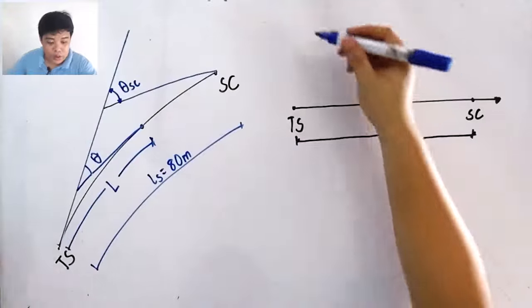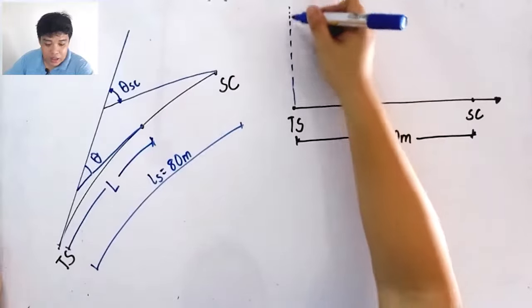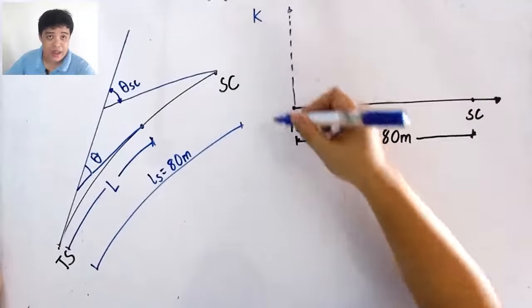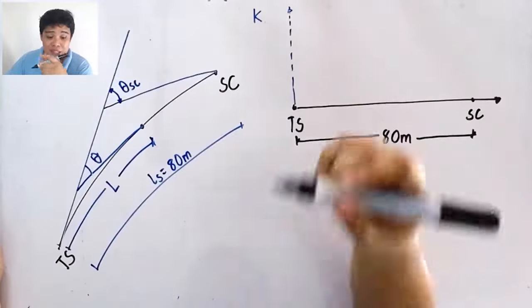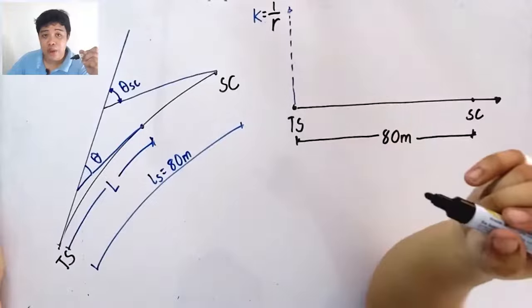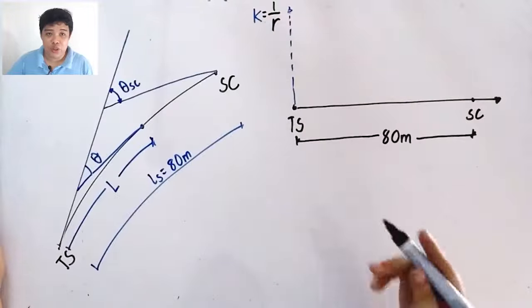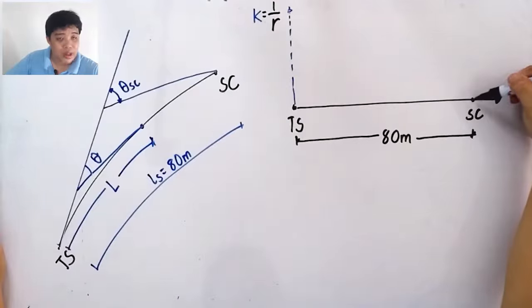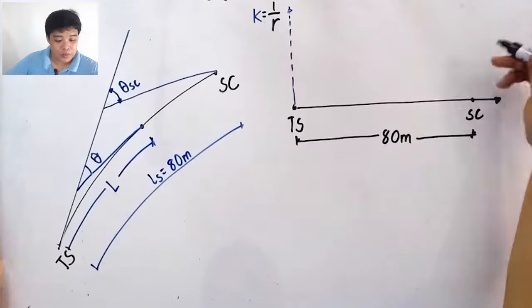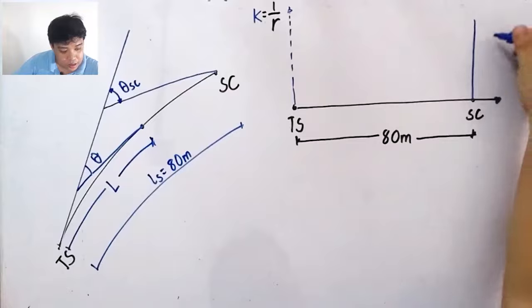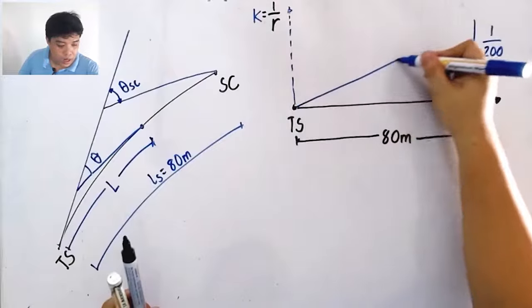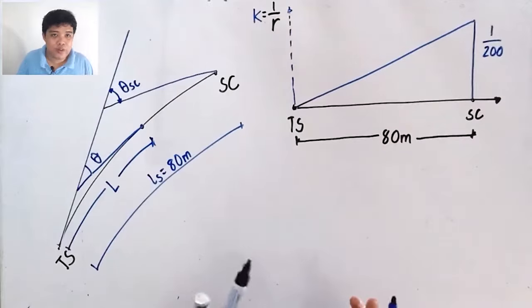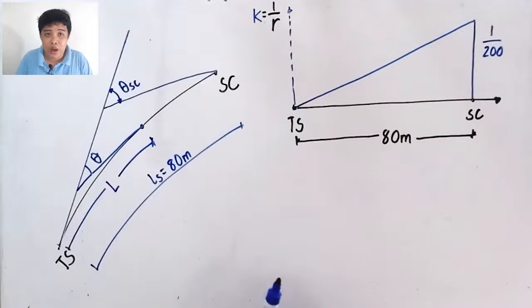If you want to graph the curvature, let us say that in our y-axis, we graph the curvature K. You know for a fact that at TS, the radius of curvature is infinite. K is 1 over the radius, so if this is infinite, the curvature at TS is 0. And for SC, the curvature is 1 over 200, R being the radius of our simple curve. If you're going to draw it, this will be like this. This is 1 over 200. Therefore, you draw a line like this because the curvature changes linearly.